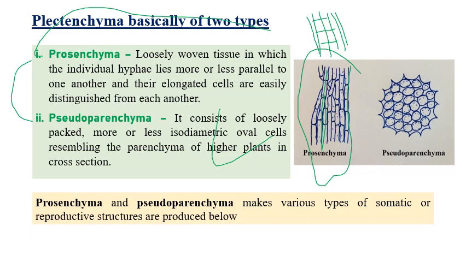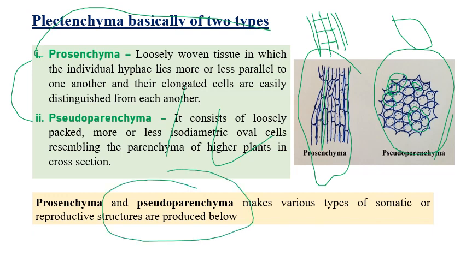When it comes to pseudoparenchyma, on the right side we can see pseudoparenchyma. It is loosely compact, made of more or less isodiametric oval or egg-like cells. This kind of structure can also be observed in the cross section of higher plants. Plectenchyma is of two types, prosenchyma and pseudoparenchyma. Together, prosenchyma and pseudoparenchyma form various kinds of structures.